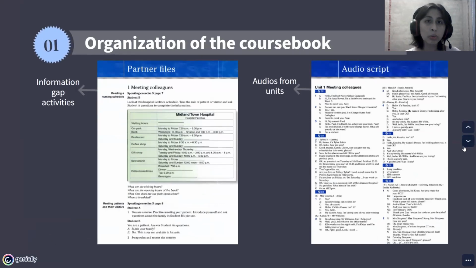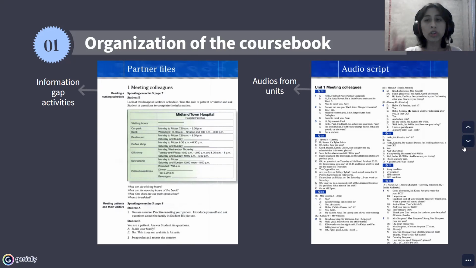Then after the units, we have 2 more sections, the partner file sections, in which we can find the second part of the information gap activities included in the units. In these information gap activities, one student has the information that another one needs in order to complete an activity or a task. And there is this negotiation of meaning. That's why it is said that these activities foster communication. And I'm going to expand on that later.